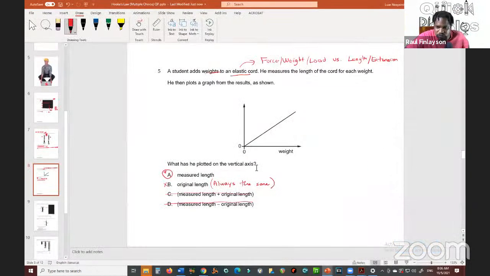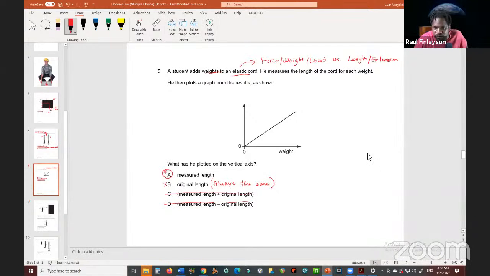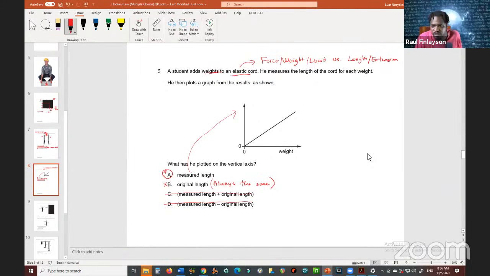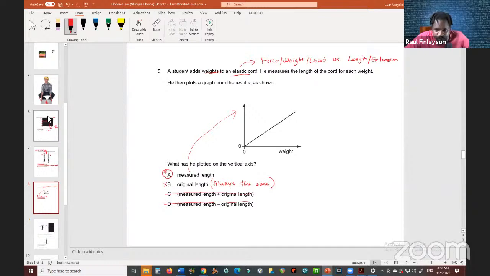So let's go back to this then. The measured length is what is going to increase, so the answer is measured length. That should go here. All right, so that is it. All right, guys, so this will just take care of Hooke's law.